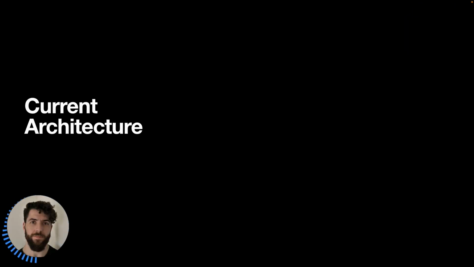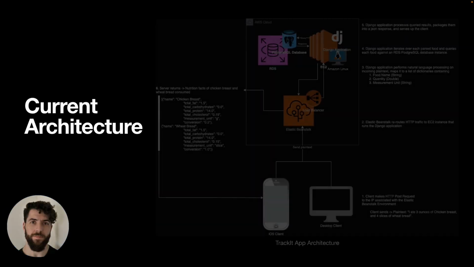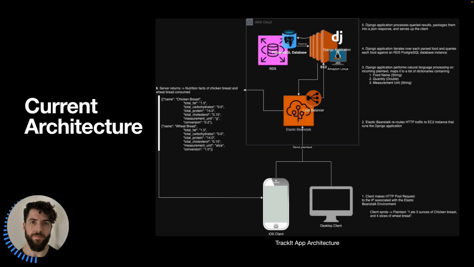So we're going to go over the current architecture of the Trackit app. The first thing we're going to see is that the iOS client or the desktop client will make an HTTP POST request to the IP associated with the Elastic Beanstalk environment. So the client will send something like, I ate 3 ounces of chicken breast and 4 slices of wheat bread.